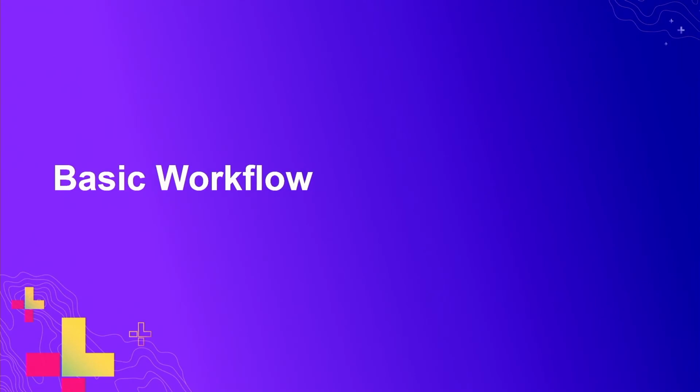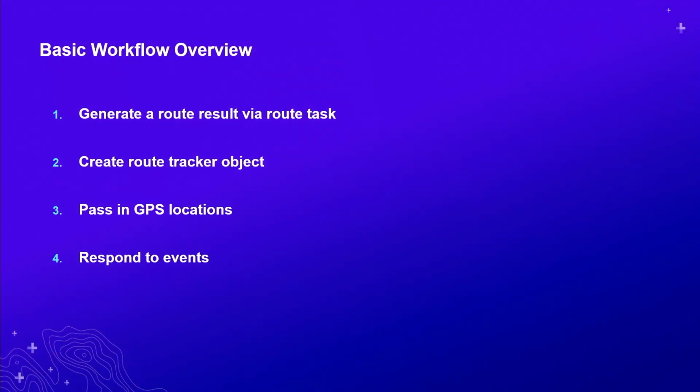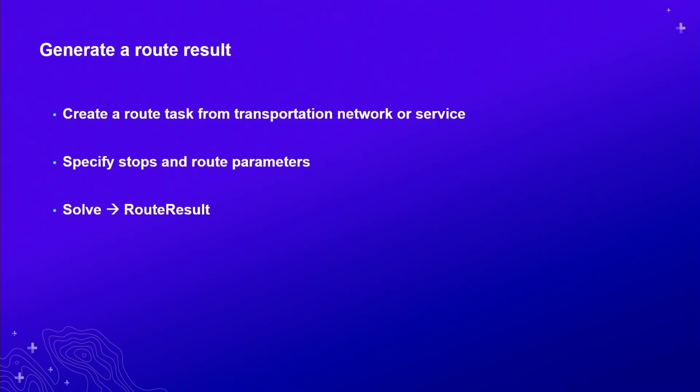So let's look at a basic workflow. As an overview, you have four main areas to deal with. You need to generate a route result via a route task. You need to create a route tracker object and pass in the route result. You need to pass in GPS locations to the route tracker. And then you need to respond to events that the route tracker object is raising.